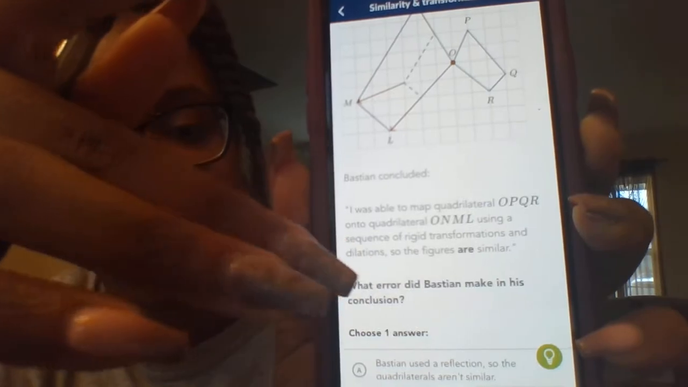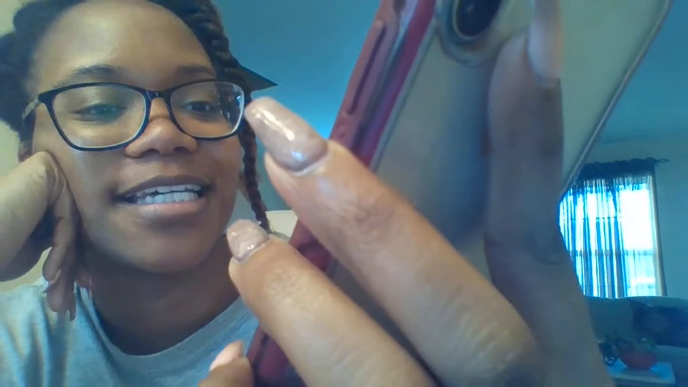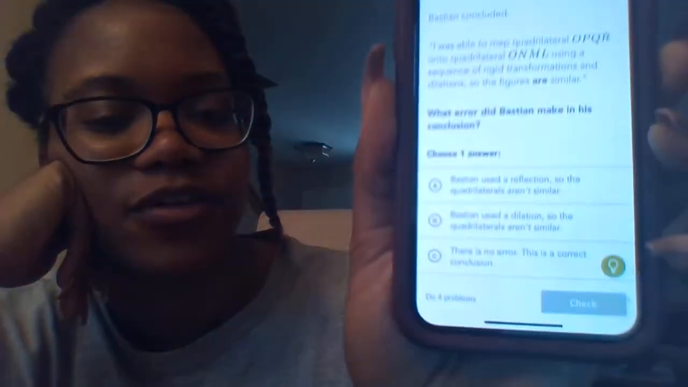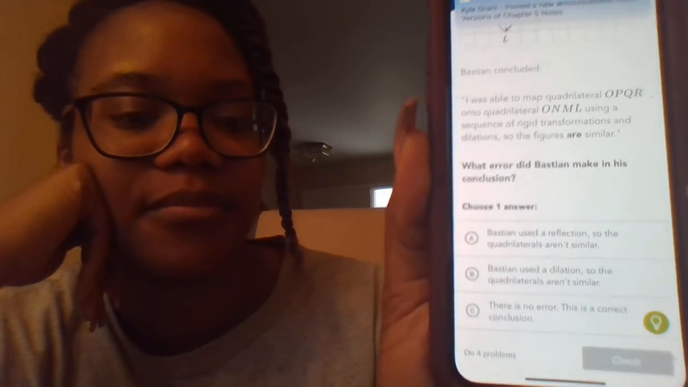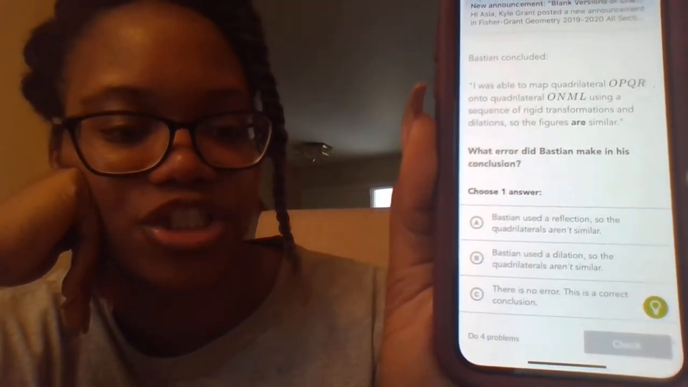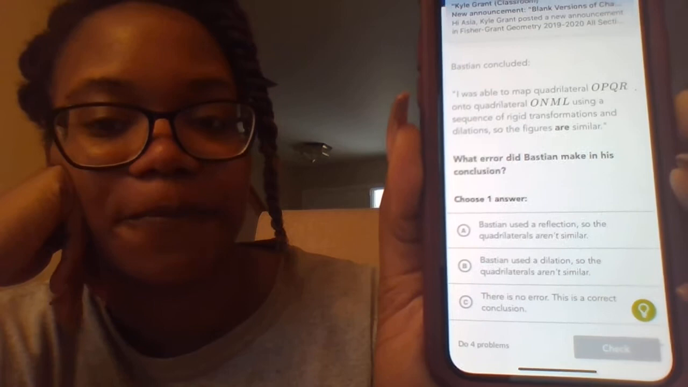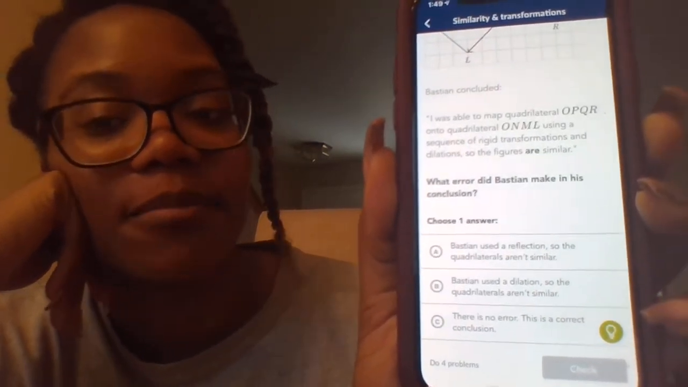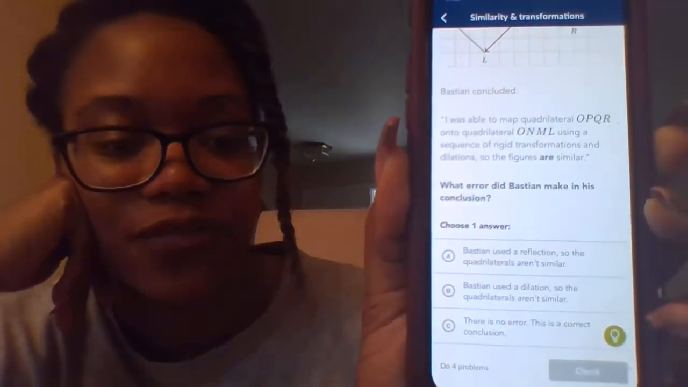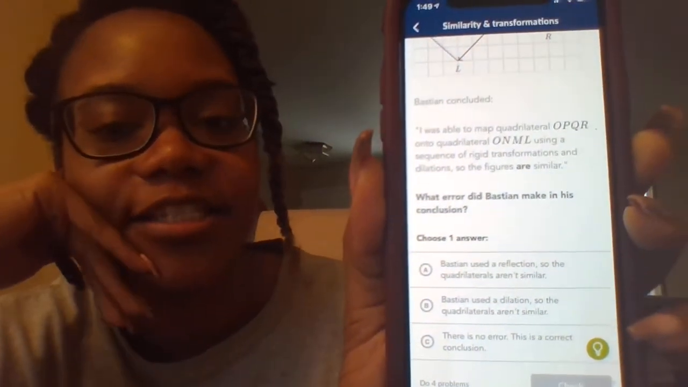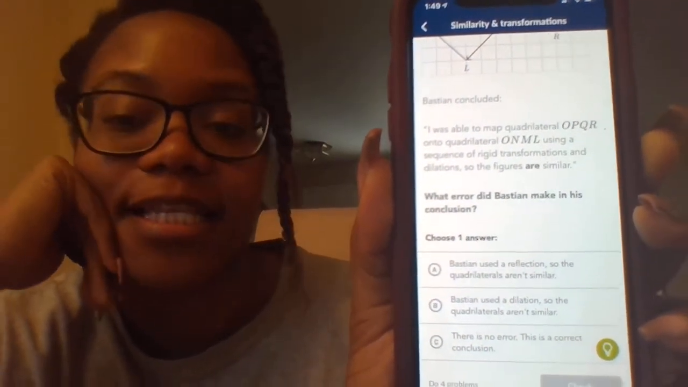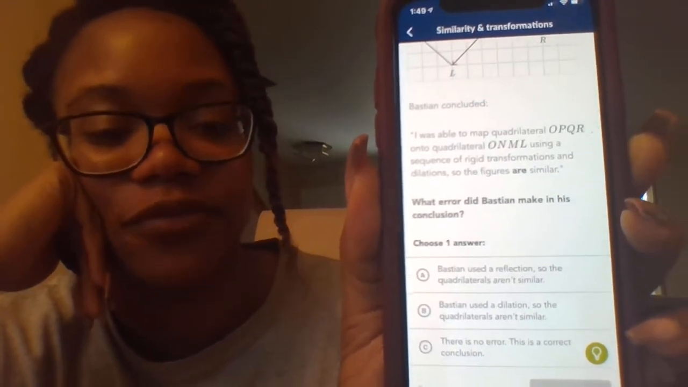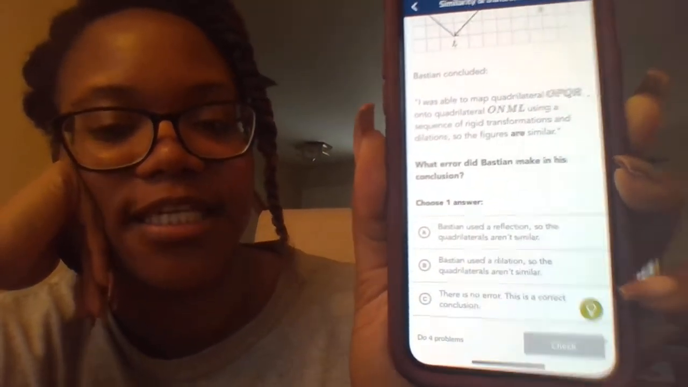So it asks us to figure out what error Bastian made in his conclusion. The first option is: Bastian used a reflection, so the quadrilaterals aren't similar. Again, you can use a reflection and have similar figures. Similar just means they look the same, they just have different sizes. Second option, Bastian used a dilation, so the figures aren't similar. Again, a dilation still produces similar figures because the shape is the same, the size is just different. So the correct answer for this one should be C.